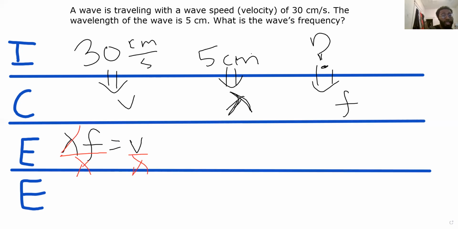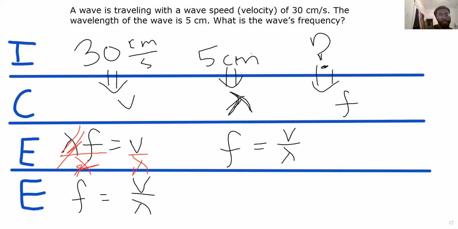As you can see over here, that cancels the wavelengths out because we've got one up top and one in the bottom. So we can just cancel those out. And now we are left solving for the frequency. So frequency equals velocity over wavelength. All right, so we're going to go ahead and plug in our measurements. Frequency equals velocity over wavelength. All right, which is going to be 30 centimeters per second over 5 centimeters.